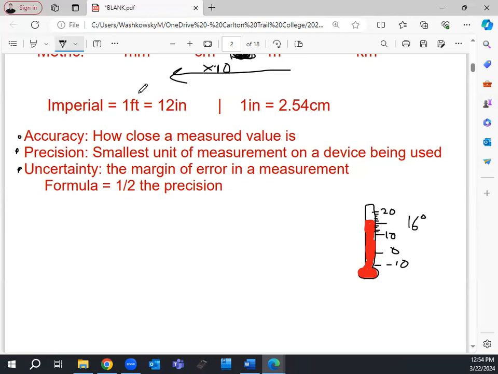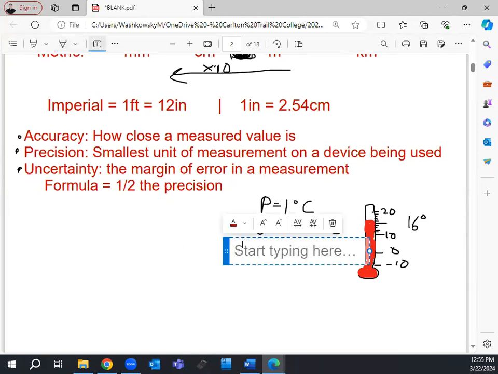So if my precision that I've said here is that each one of these dots is 1 degree, right? 20, 19, 18, 17, 16, 15. It's going up and down by 1. So if my formula for uncertainty is half of the precision, and my precision is equal to 1 degree Celsius, my uncertainty would be 0.5 degrees Celsius.